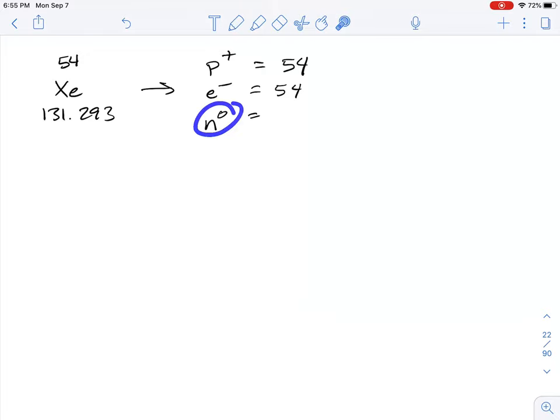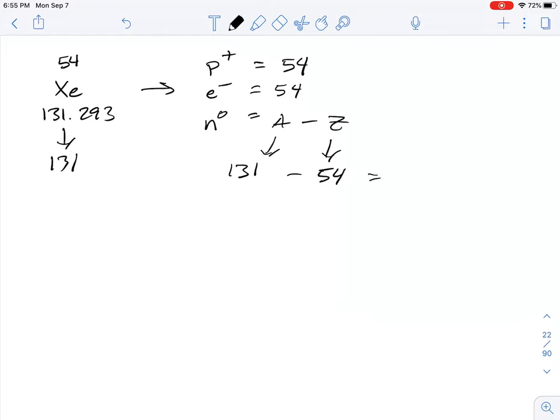For the number of neutrons, it's pretty straightforward. It's just the bigger number minus the smaller number. So it's going to be A minus Z, or 131, and I'm going to round this to 131 just to make sure it's a whole number, minus Z, which is 54. Okay, I'm going to subtract these two. I borrow one and carry over, put a 2. So 11 minus 4 is simply 7. Then 2 minus 5, I can't do that, so that turns into 12 minus 5, and that's going to be 7. So it looks like I have 77 neutrons, 54 protons, and 54 electrons for xenon.